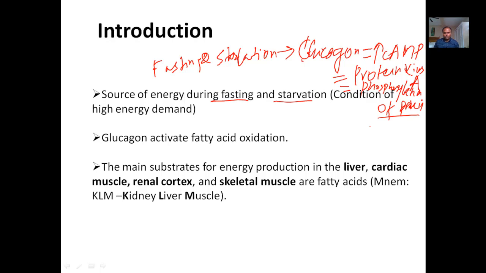This is a very important fact, we will require this. To sum up, fasting condition is defined by glucagon, then cAMP, then protein kinase A, and protein kinase A means phosphorylation. These are the molecules, the state, that defines fasting condition, fasting and starvation. Now let me talk also about the fed condition.